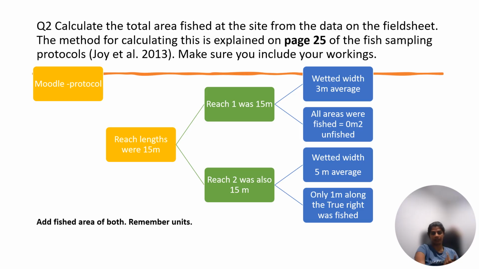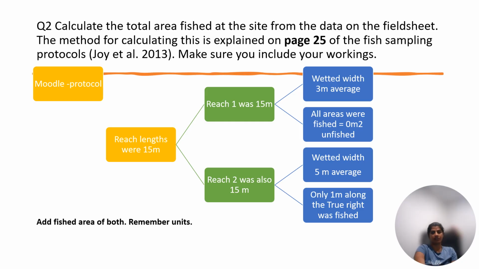You had 15 meters for the first reach, 15 meters for the second reach. I want you to add both of those, and remember that 1 meter along the true right was only fished in the second reach, while it was completely fished in the first reach. So add them both by using the formula on both, and remember you have to add units. You could write it separately, the formula for the first, the formula for the second, add it down, and then give me that answer.